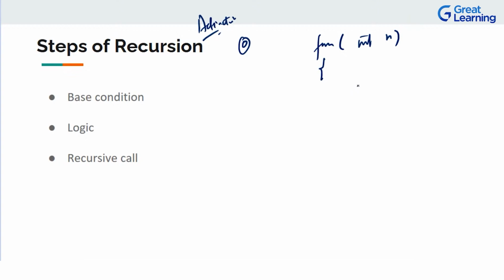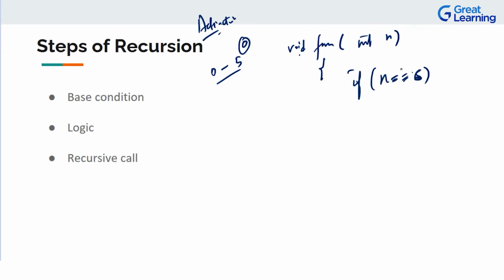Now how can you go for recursion? You write the function. Obviously it's not returning anything, so you have void. Now the base condition: if n is equal to 5, that means you're trying to print the numbers from 0 to 5 including 5, so you write 6 over here.